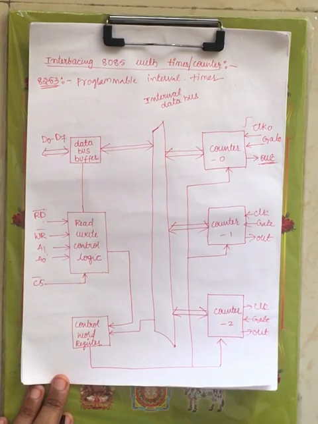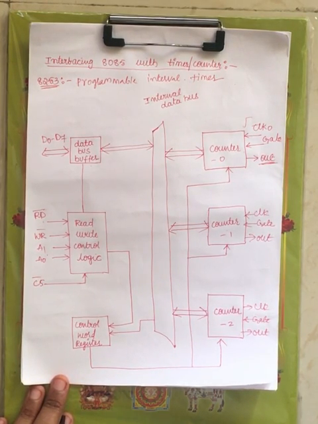It will do the operation of timer and also the operation of counter. Now coming to the interfacing of 8085 with timer or counter. The timer or counter available with the part number 8253, which we call the programmable interval timer, has 3 counters: counter 0, counter 1 and counter 2.